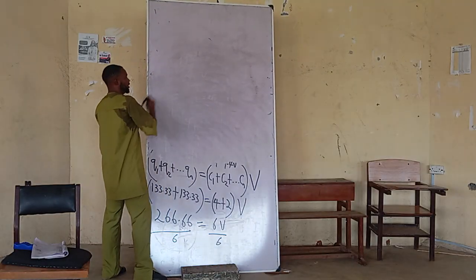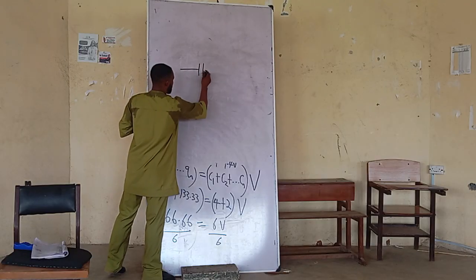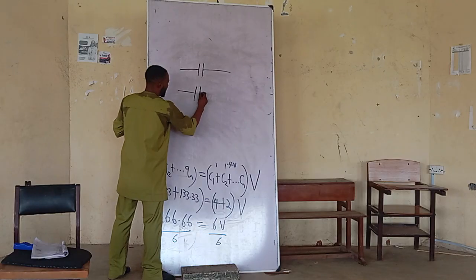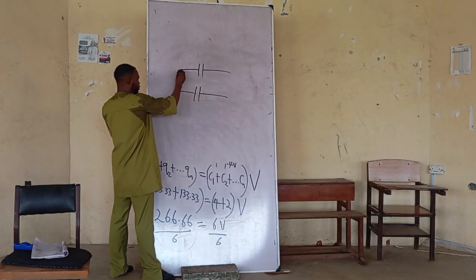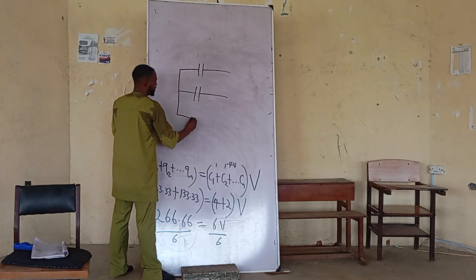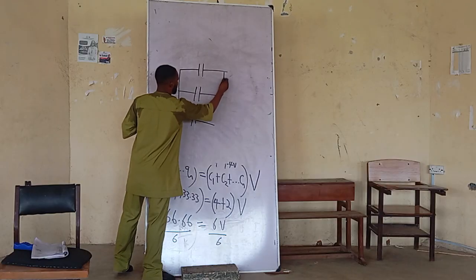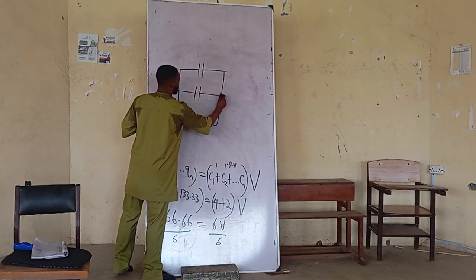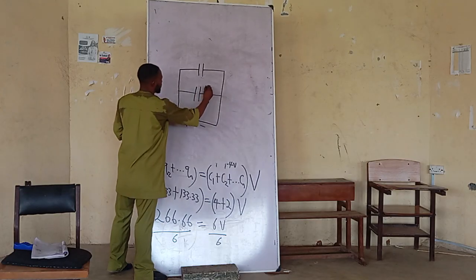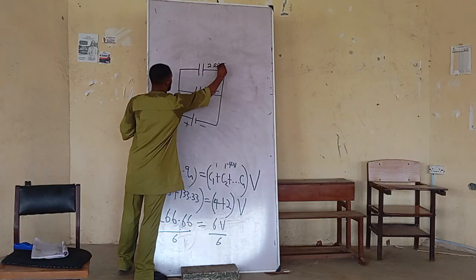I have capacitors in parallel. And initially I don't know what voltage I have, but it is connected. I have minus plus. This is 4 microfarad. This is 2 microfarad.